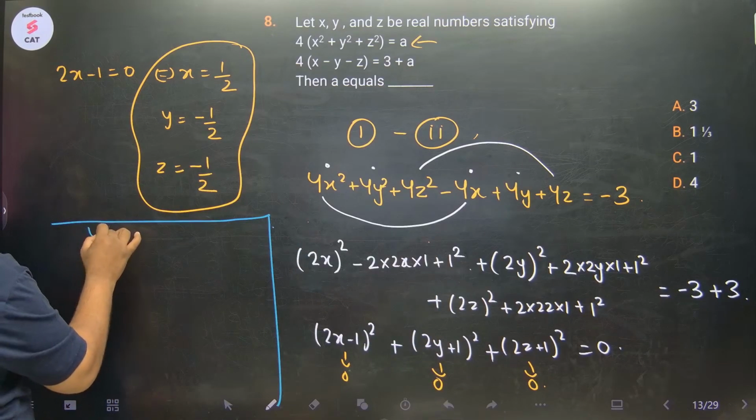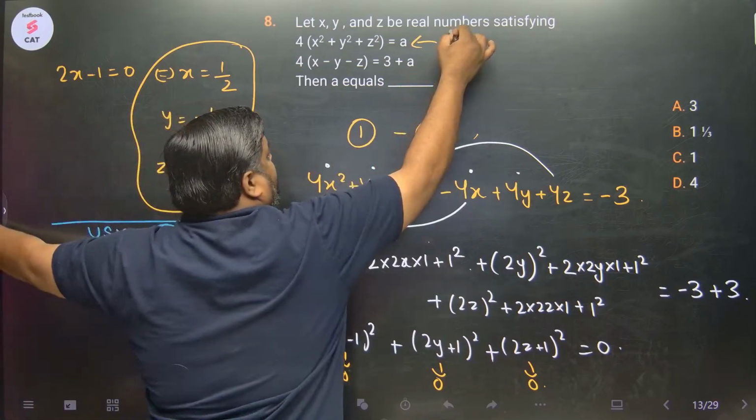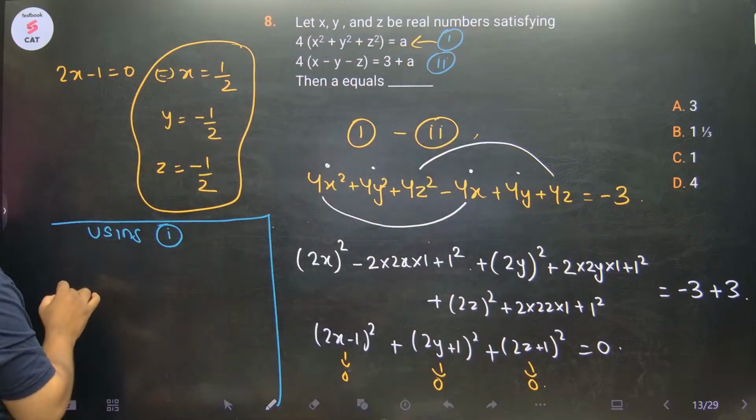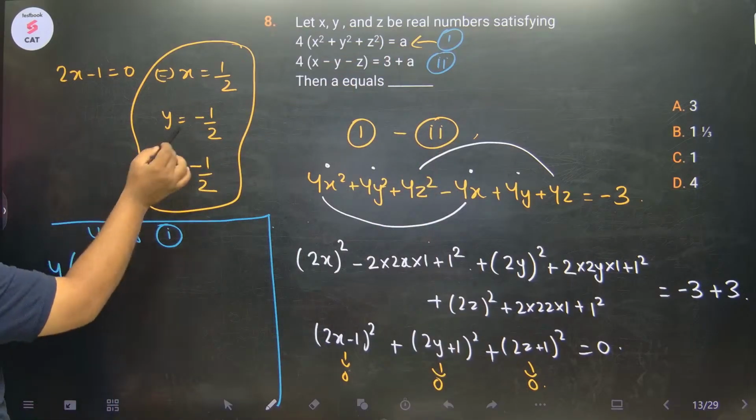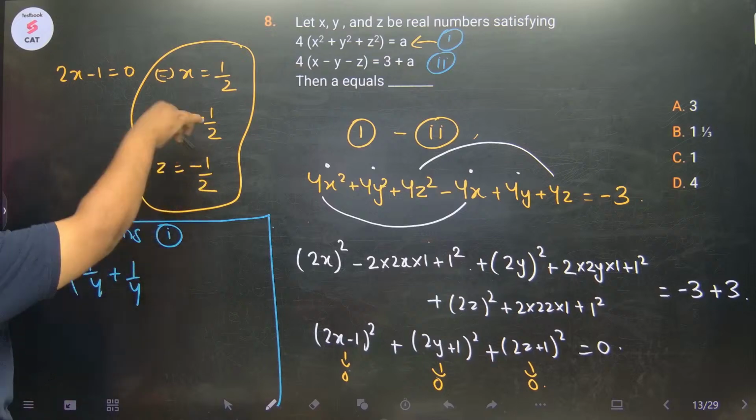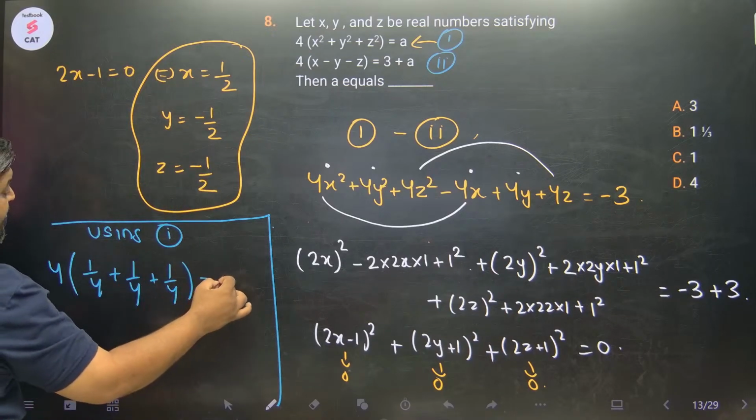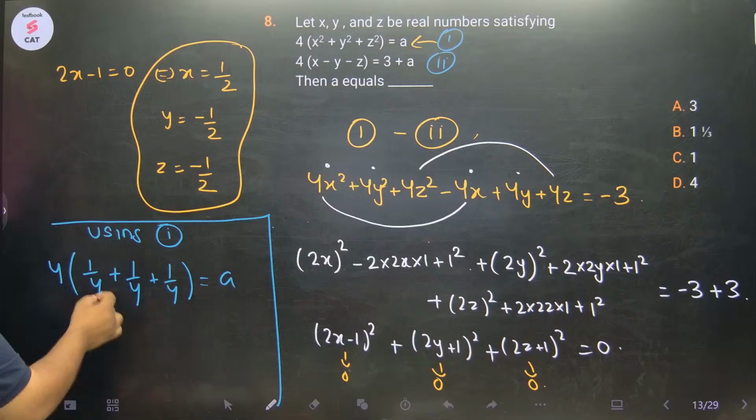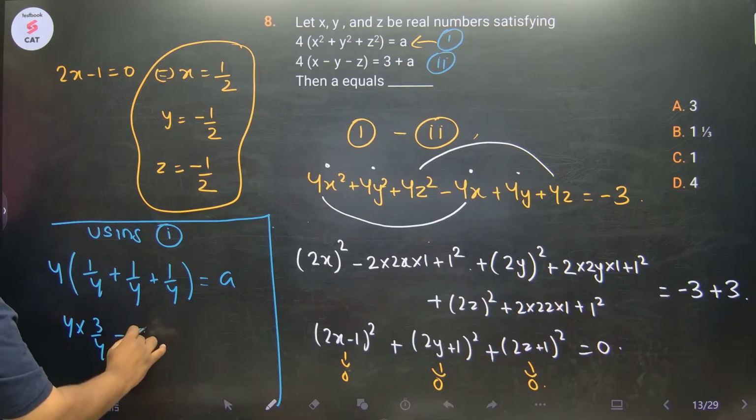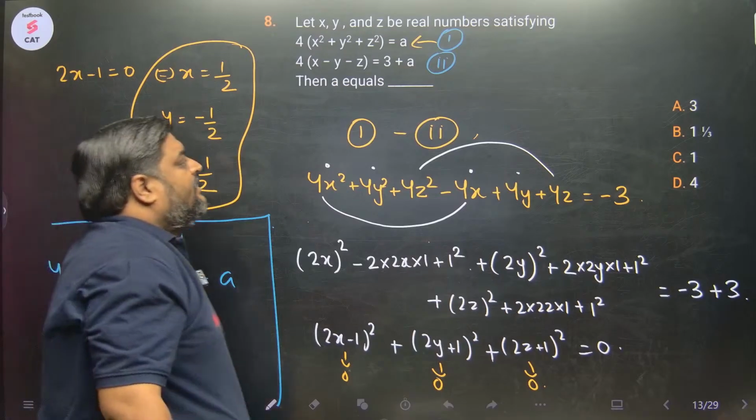Using 1, this is my first equation. This was my second equation. Using 1, I can write 4 times x square, 1 by 4, y square, 1 by 4, the negative will vanish. On squaring, 1 by 4 equals a. So this is 4 into 3 by 4 equals a. 4 and 4 cancel out, a is equal to 3.